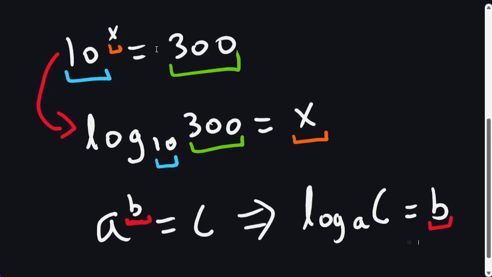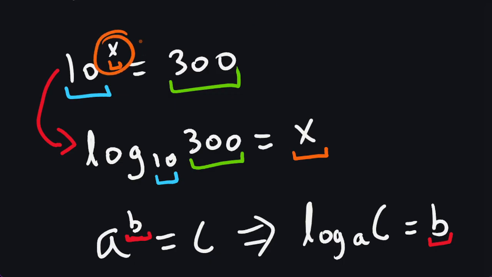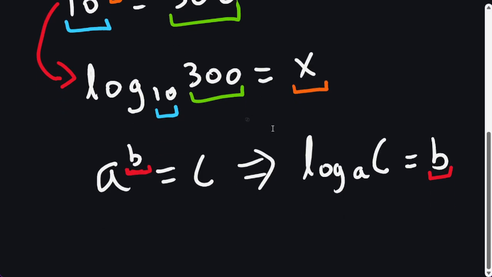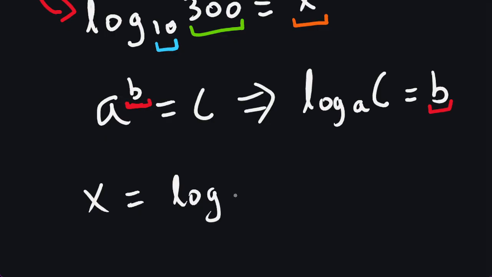So that's why it's useful in this case where we have 10 to the power of x equals 300. We want to bring the x out of the exponent, and we're able to do that by rewriting this equation as a logarithm. We bring the x down here by itself, and we have solved for x. x is log base 10 of 300.